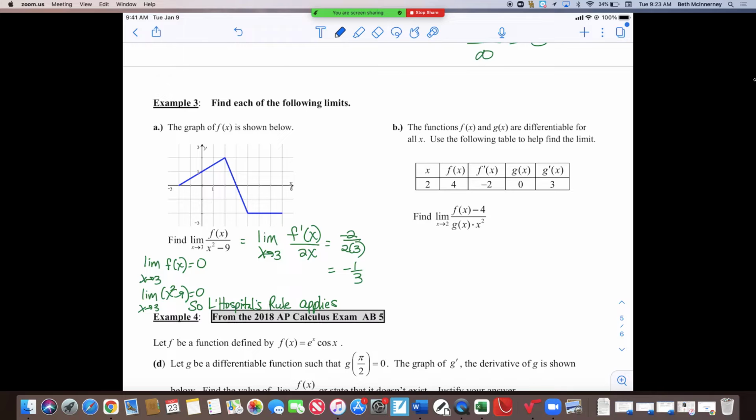All right, on this one, I'm going to go ahead and do the derivative of my numerator. So f of 2, that's 4 minus 4, is 0. Then I have the denominator, g of x times x squared. g of 2 is 0. So L'Hopital's rule applies.